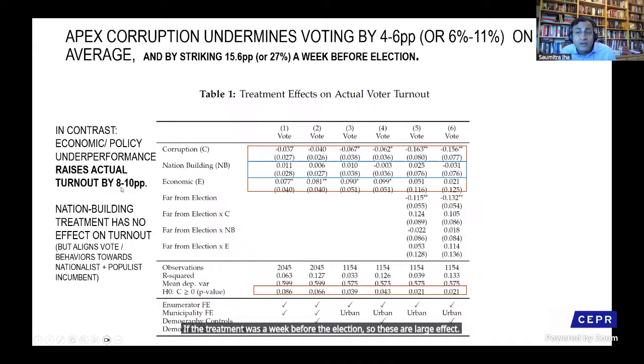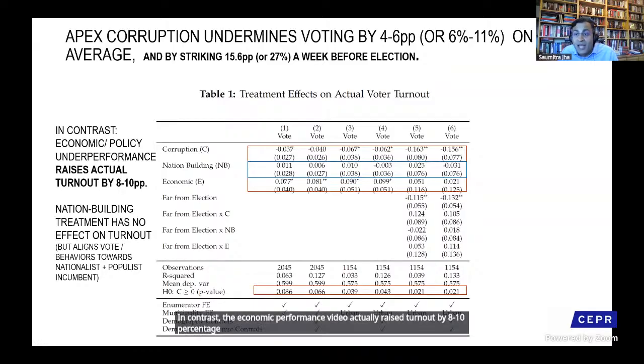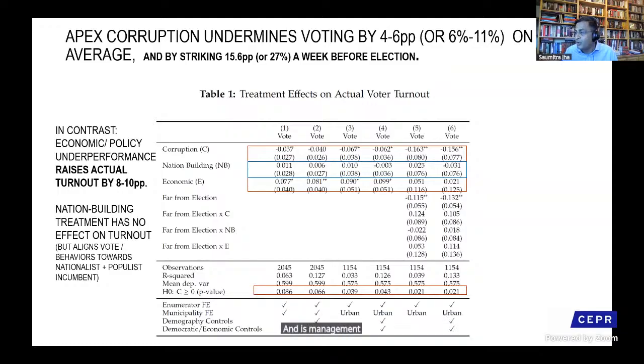In contrast, the economic performance video actually raised turnout by 8 to 10 percentage points. People actually became more willing to turn out to vote when they understood that Mexico was not doing as well in relative terms to other Latin American countries, and its management of various policies could have been arguably better.